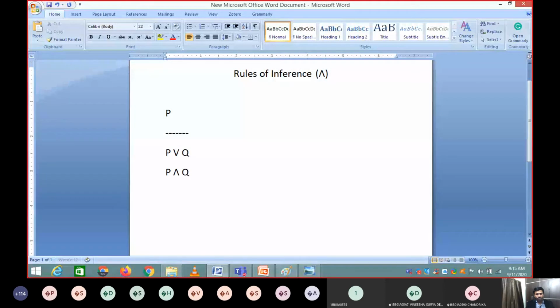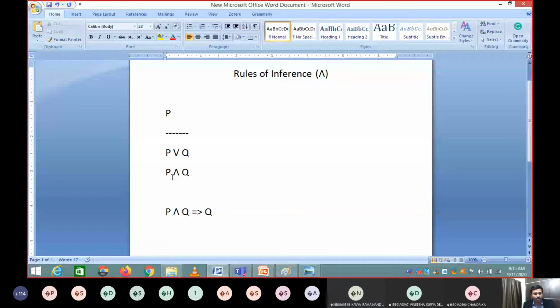Just leave it. I am doing something different now. I have a statement called P. I'm just ORing with Q. From this, can I conclude Q is true or P is true? Yes, what you said is right.